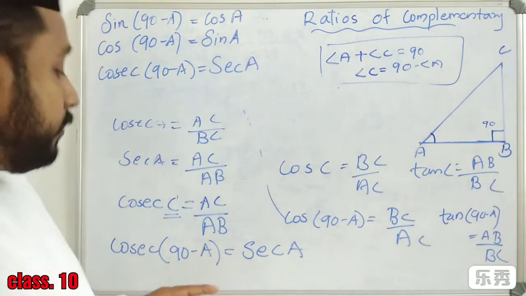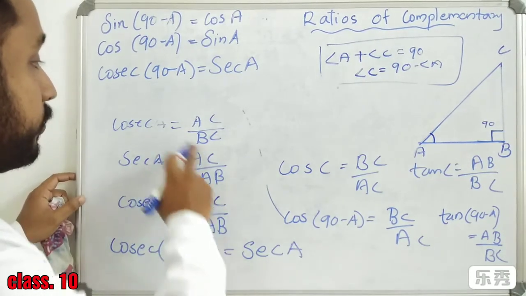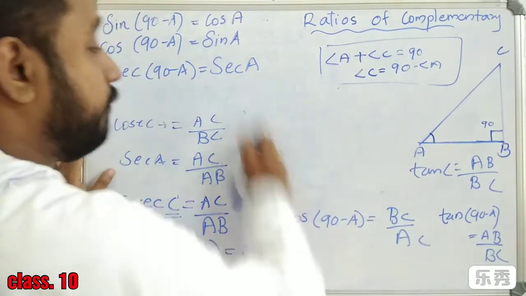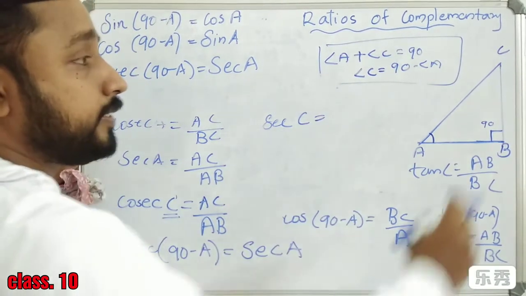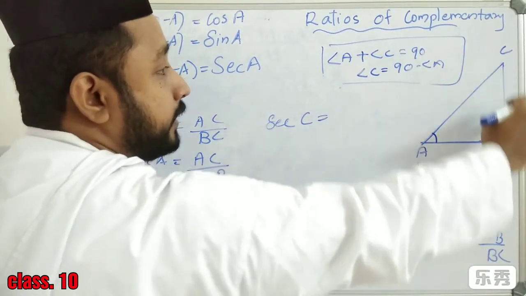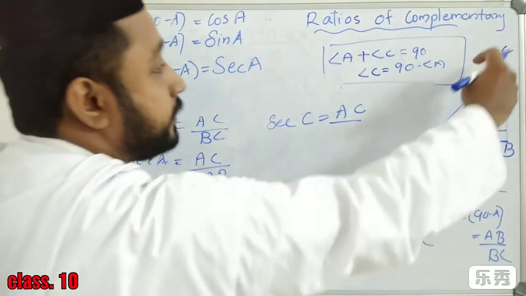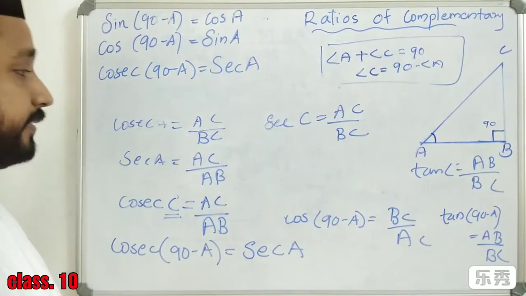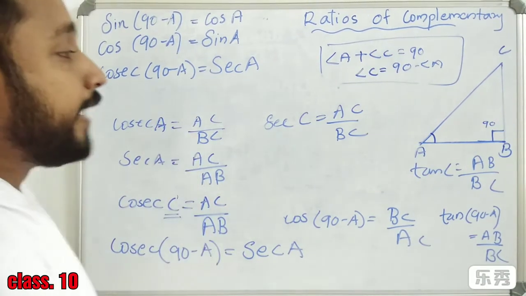Then what about sec 90 minus A? Sec A is equal to AC by AB. Cosec A is equal to AC by BC. I am going to consider sec C. Cos C is adjacent side by hypotenuse, so sec C is hypotenuse by adjacent side. The hypotenuse is AC, and the adjacent side of C is BC. So sec C is equal to AC by BC.